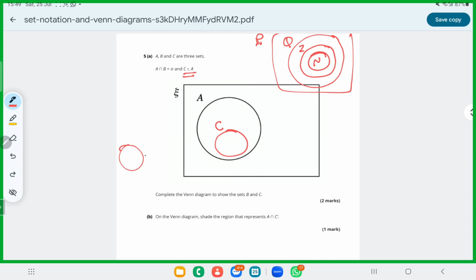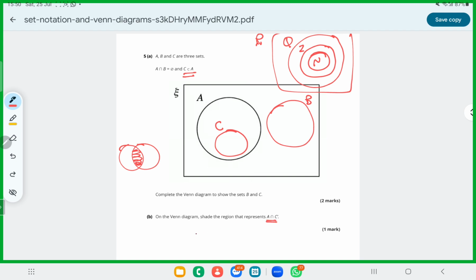Okay, if I see this part, it must have some part which has an intersection. But what does it mean if we don't have any intersection? It means they are not part of each other. Now we have B, which must be separate from A, and C must be inside the set of A. Get it? Okay, then he told me to get what? On the Venn diagram, shade the region that represents A intersect with C dash.